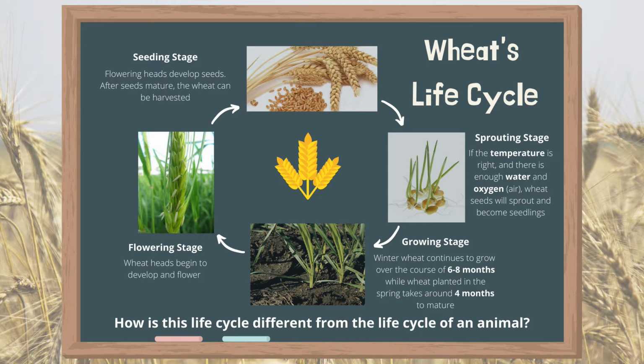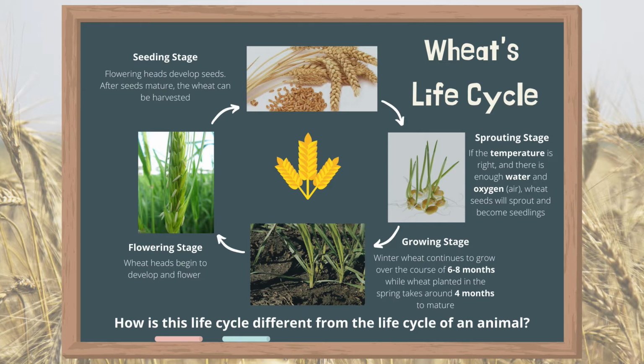Winter wheat, the kind of wheat we will be growing, continues to grow and mature over the course of 6 to 8 months. Wheat that is planted in the spring, however, only takes 4 months. Why do you think that is? There is more sunlight in the spring and summer, which speeds the growing process. Wheat, like all plants, needs sunlight to make their food, and because there are more hours of sunlight in the summer, the plants don't need as many months to grow.